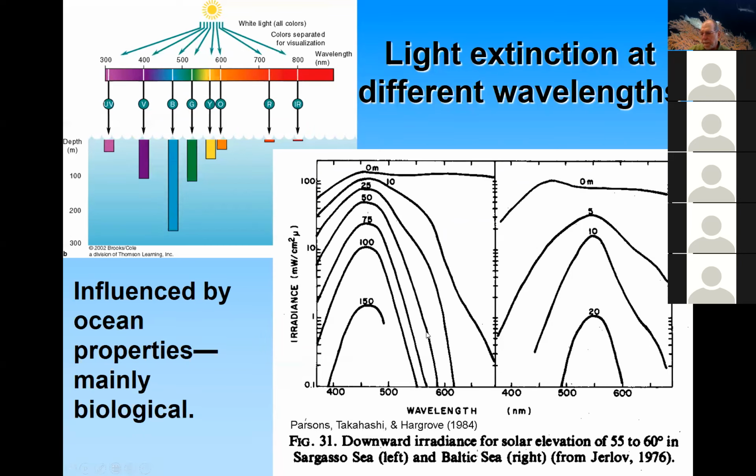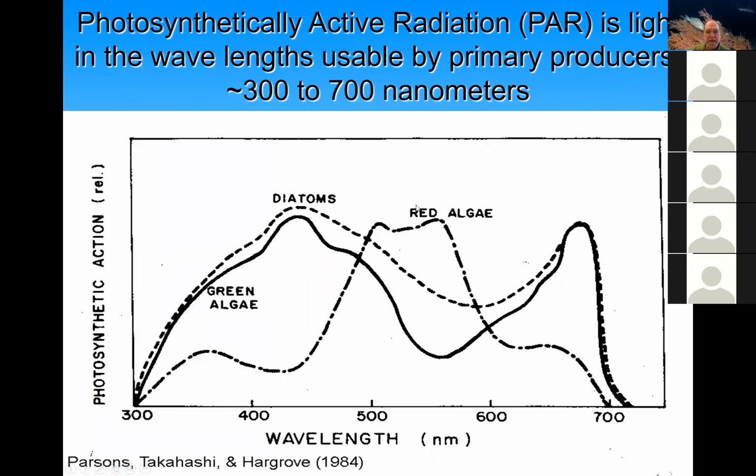So, photosynthetically active radiation is the light in the wavelengths usable for primary producers. And this ranges from about 300 to about 700 nanometers, basically the wavelength of visible light. And you can see by looking at this that different types of organisms use light in different types of settings. So the red algae, these are algae with accessory pigments, they have red color, and that red color allows them to absorb green and blue light.